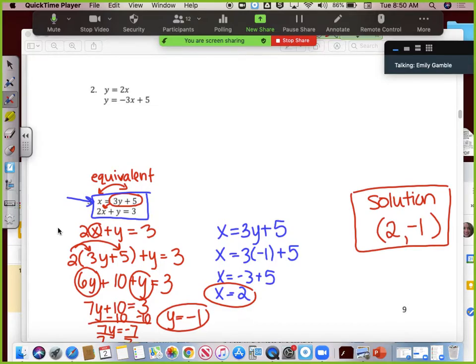You could again take the time and replace in 2 for x, negative 1 for y, and make sure it works for both equations. So this would say 2 is equal to 3 times negative 1 plus 5. That works. 3 times negative 1 is negative 3. Negative 3 plus 5 is 2. And then you can do the other one by doing 2 times 2 plus negative 1 equals 3. Also works. 2 times 2 is 4. 4 plus negative 1 is 3. So you can verify that your solution is correct at the very end by plugging in the numbers for x and y.